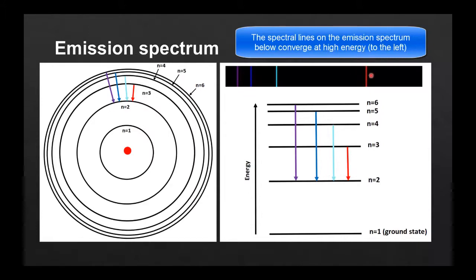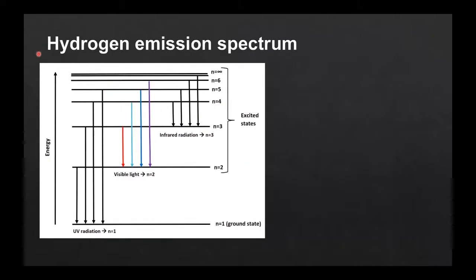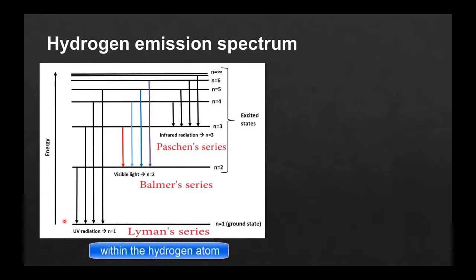So to summarize, the reason for these colored lines on the black background of an emission spectrum is that they correspond to the energy emitted when an electron transitions from a higher energy level to a lower energy level, and in this case the energy level is n equals 2. Next we look at the hydrogen emission spectrum. So here we can see the different types of electromagnetic radiation emitted as electrons transition from higher to lower energy levels. We have UV radiation, visible light, and infrared radiation.